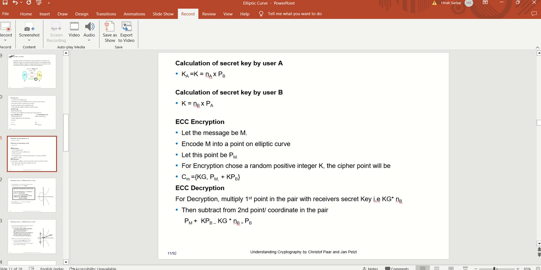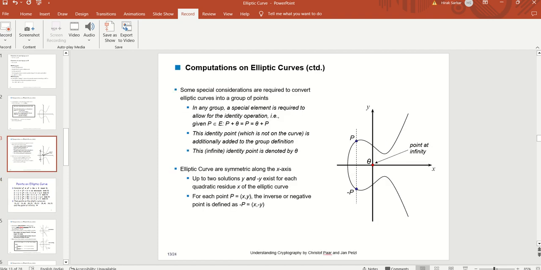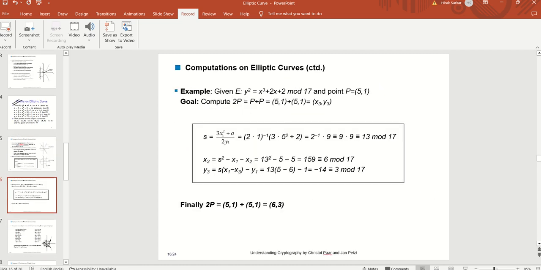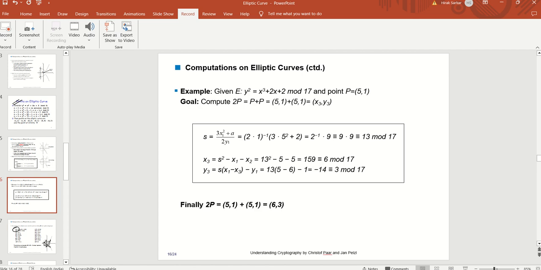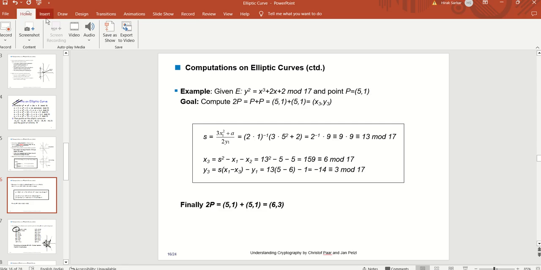Then we have, okay, this particular point was already discussed in the previous video. You can see that point. Now we are going to discuss 2P and P plus Q, these two things. Let's discuss that with one particular example.